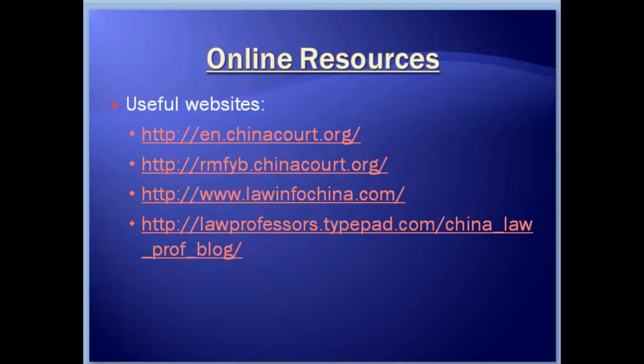For those who are familiar with legal research in the United States, Westlaw and LexisNexis both launched China law databases for research convenience. But you probably know that you have to pay a fee in order to get access to Westlaw and LexisNexis.